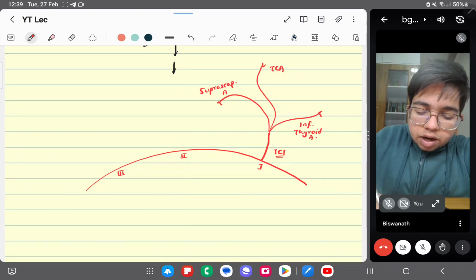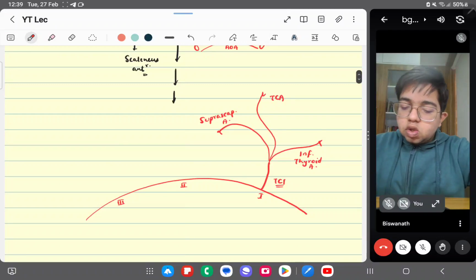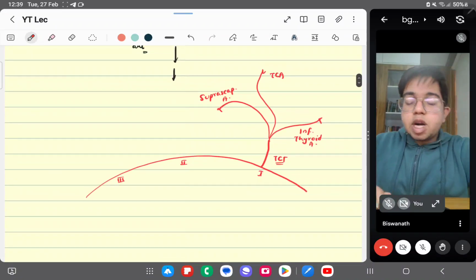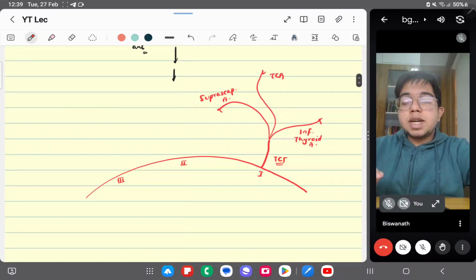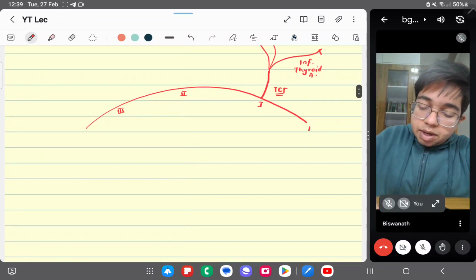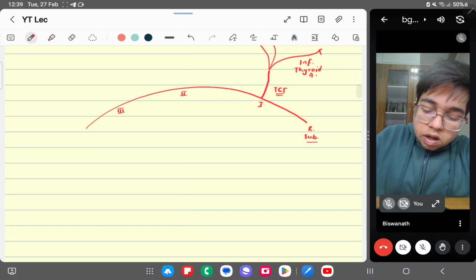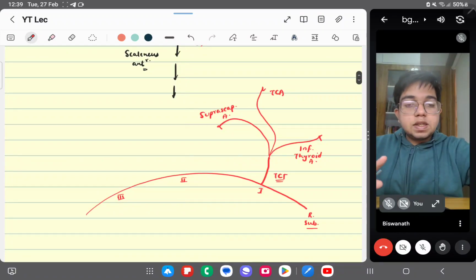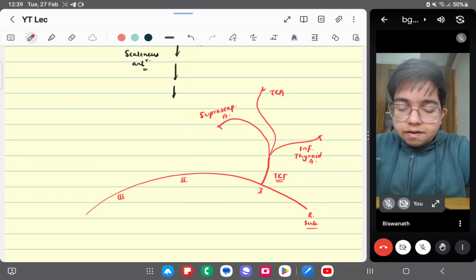Suprascapular artery. So you know now that the first part of the right subclavian, this is the right subclavian, will give three branches. TCT will give three branches, that is inferior thyroid, transverse cervical, and suprascapular artery.